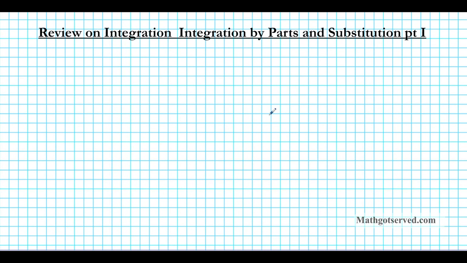Good day, students. Welcome to part 1 of our review on integration techniques. We're going to be going over a problem that involves integration by parts and substitution. The instructions are for us to evaluate the following integral. Evaluate the indefinite integral of x to the 3rd over the square root of x squared plus 1 dx.